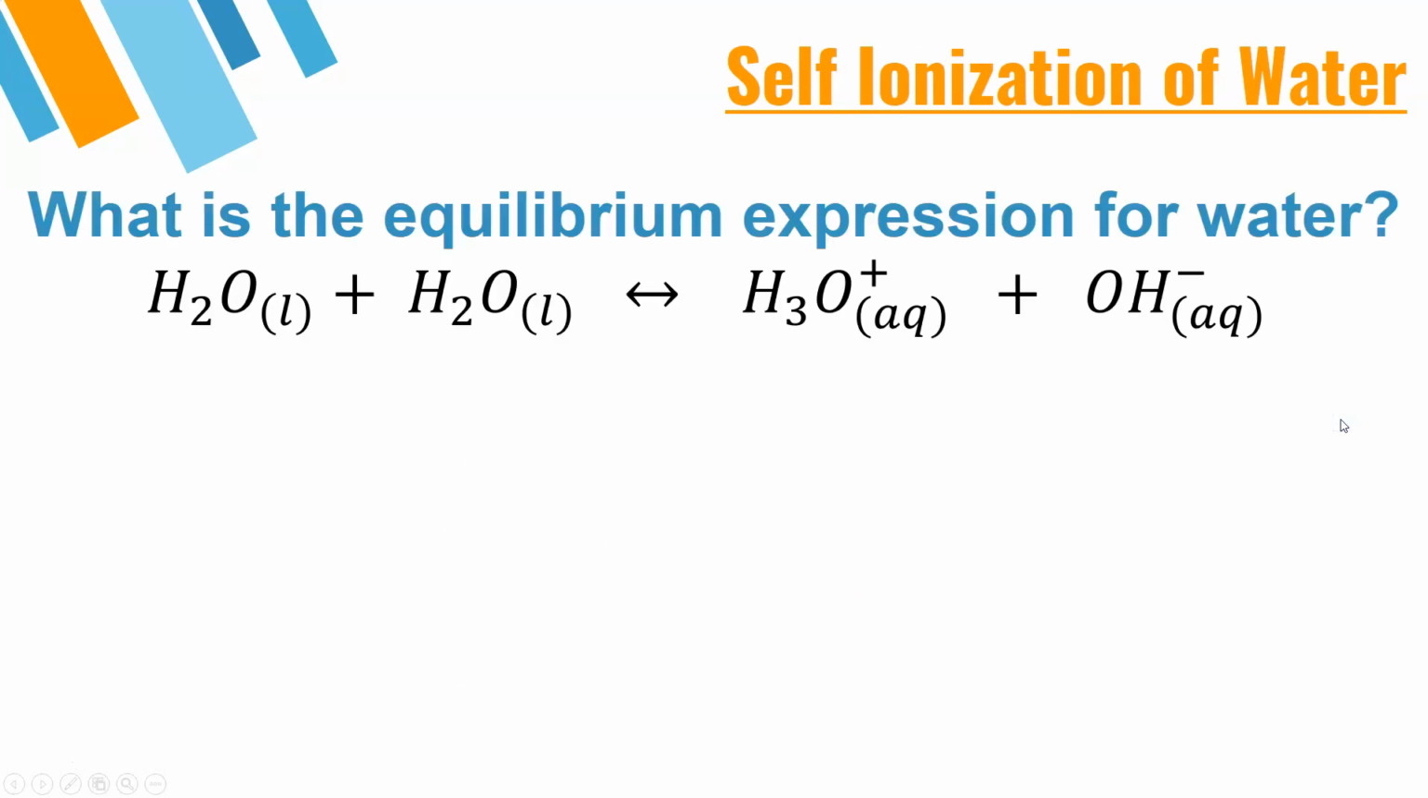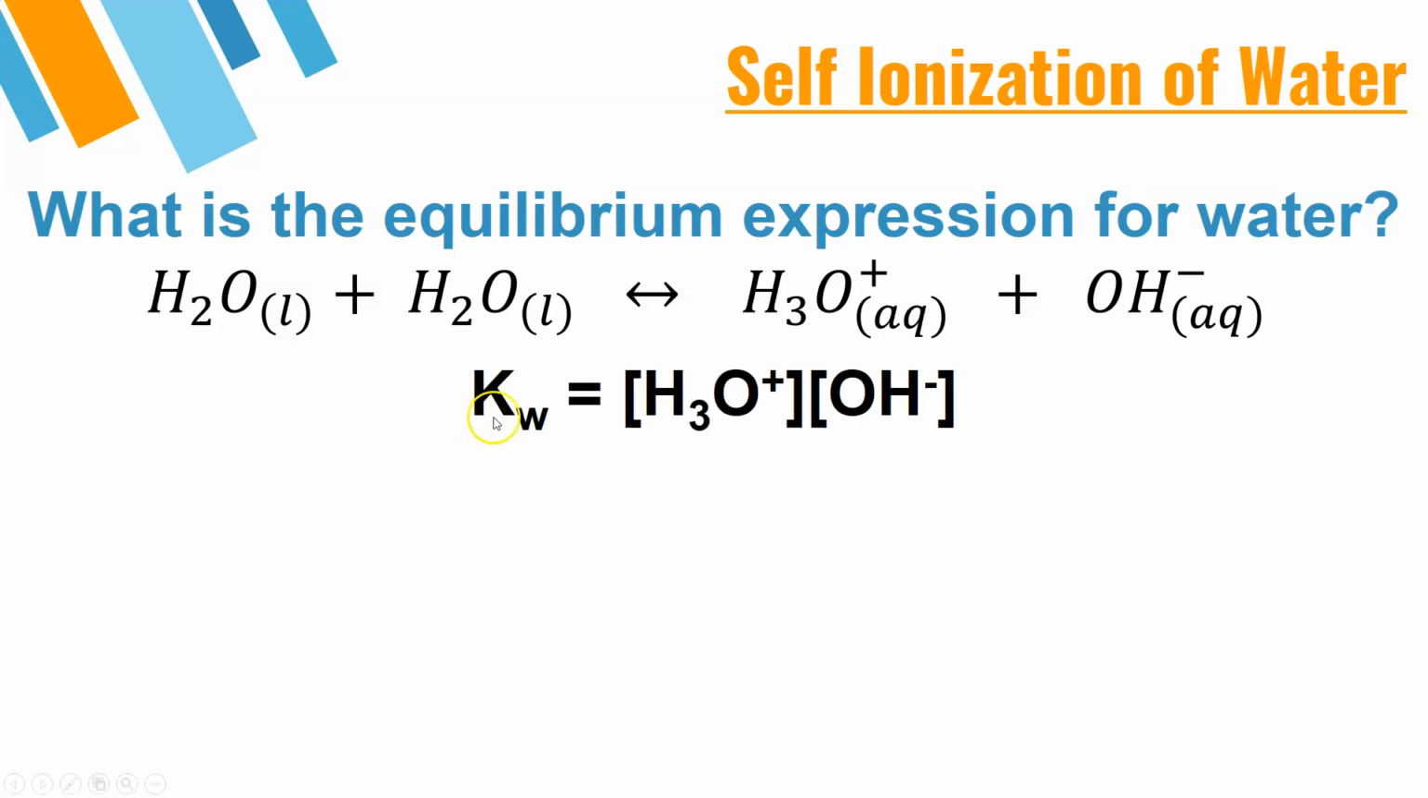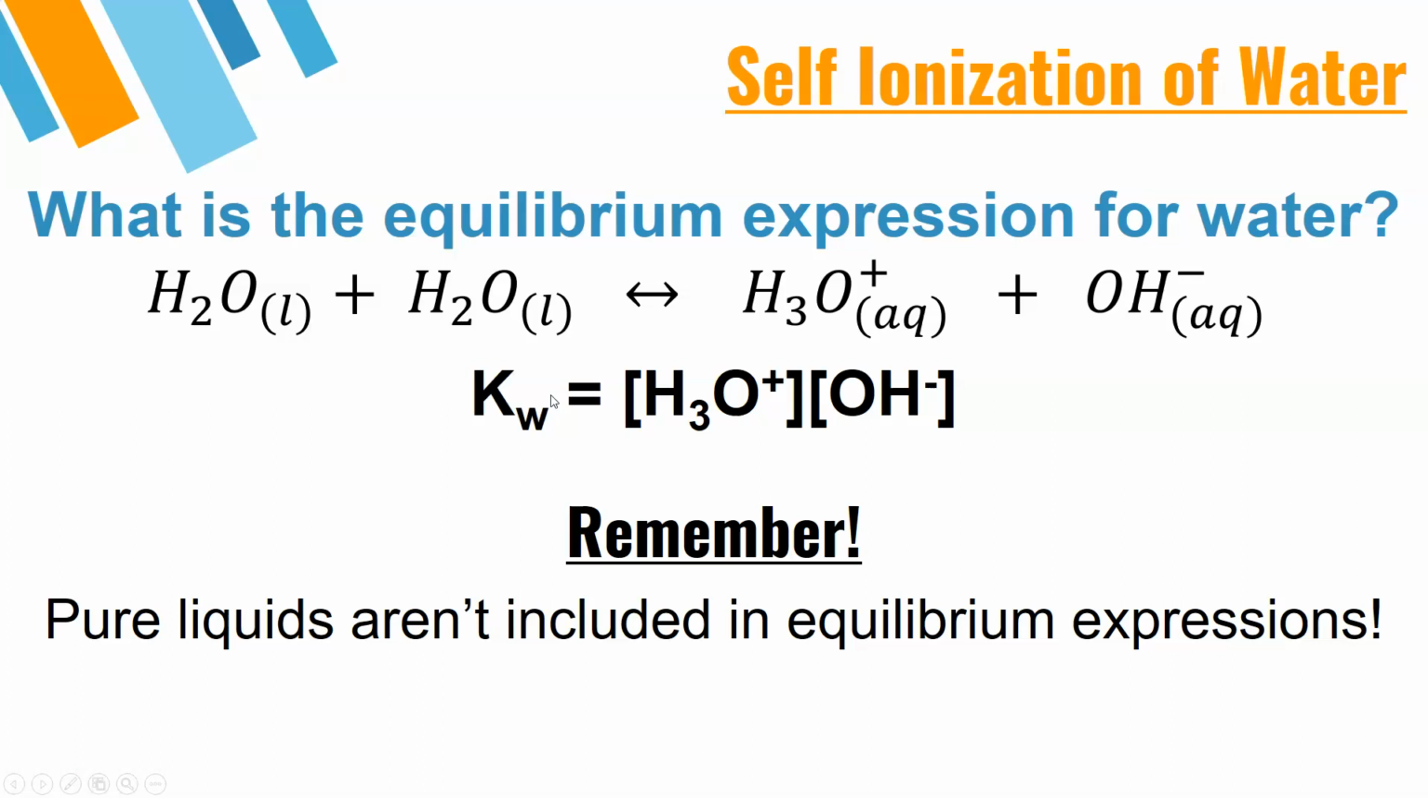this reaction, and I want to write a law of mass action, products are on top, reactants are on the bottom. But look, water is a liquid, so it doesn't participate in my law of mass action. It's not there. The K value for the ionization of water, we put a little subscript of a W. Kw is the K value, the equilibrium constant for the self-ionization of water. Remember, those liquids don't show up.